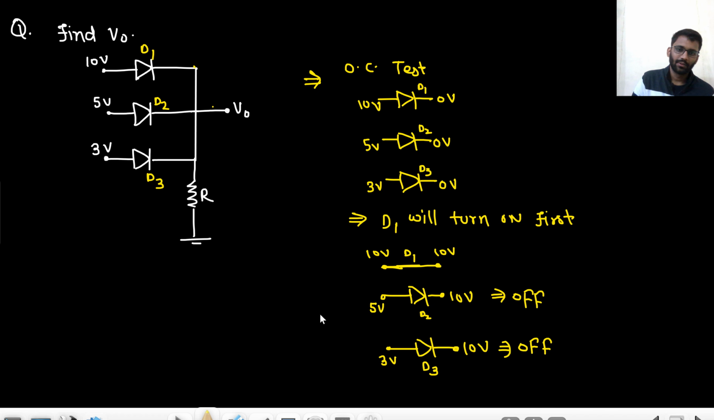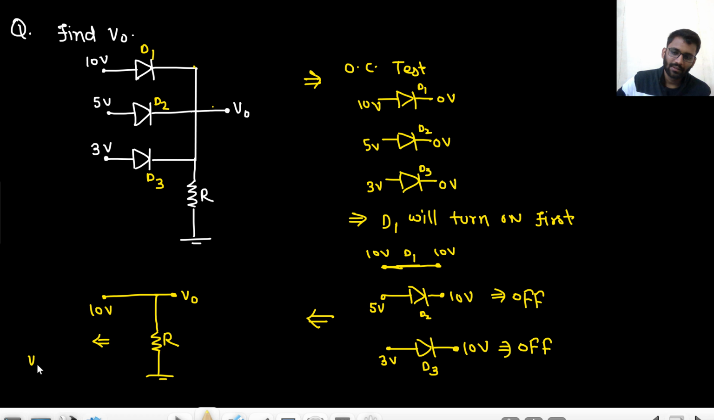What is your final circuit? So your final circuit is D1 is on. These two are off, so they will not come in action. So simply, this is resistance R. Here I am having 10 volt. So this is my V0. Simply my V0 is 10 volt. Got this point or not? Well and good. Easy question.